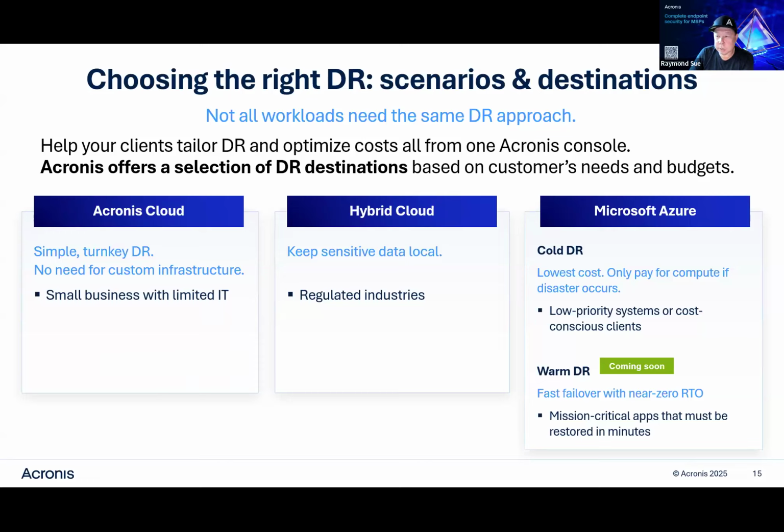So there's two different options when it comes to DR to Azure. We have cold DR, which is the lowest cost. You only pay for compute when the disaster occurs. And we also have warm DR, which is coming. So right now, the offering is cold DR. Warm DR will be available, I believe, late fourth quarter or early first quarter of next year.